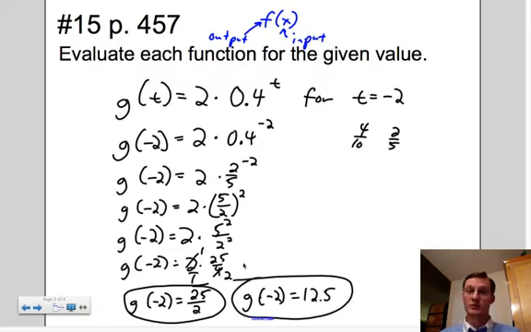And that's what we're going to do to evaluate. You plug in the value for the variable, and then you just evaluate to see what happens. Of course, use your order of operations.